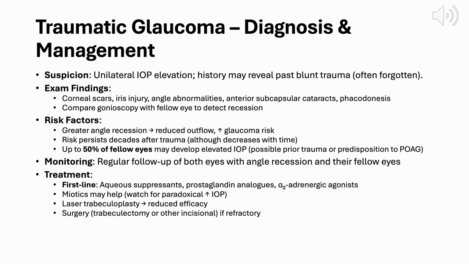Treatment usually begins with aqueous suppressants, prostaglandin analogs, and alpha-2 adrenergic agonists. Miotics may be tried, though paradoxical pressure elevation is possible. Laser trabeculoplasty is less effective in this setting. If pressure remains uncontrolled, surgeries such as trabeculectomy or other incisional approaches may be necessary.